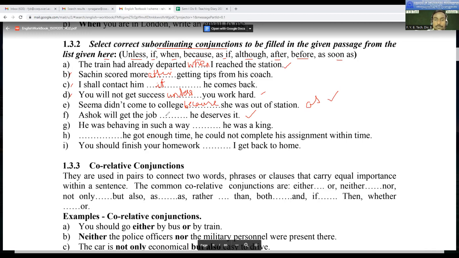Here you're going to choose "if", if he deserves it. So you should know the meaning of "deserve" for that. If he deserves it, then only you'll get it. Therefore, if he deserves it. G: he was behaving in such a way as if he was a king. As if.